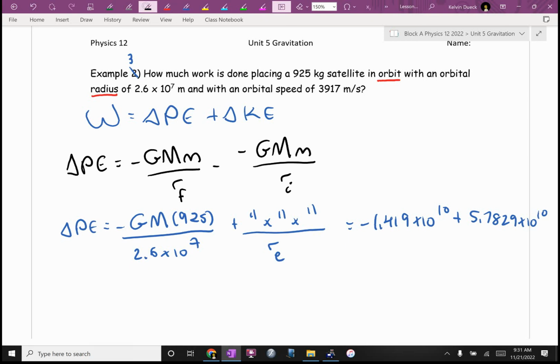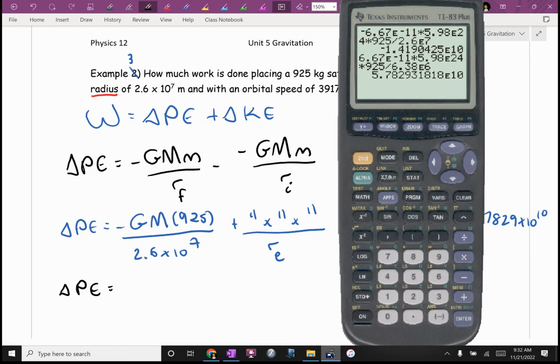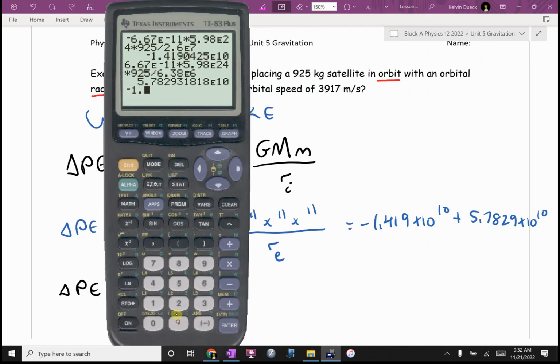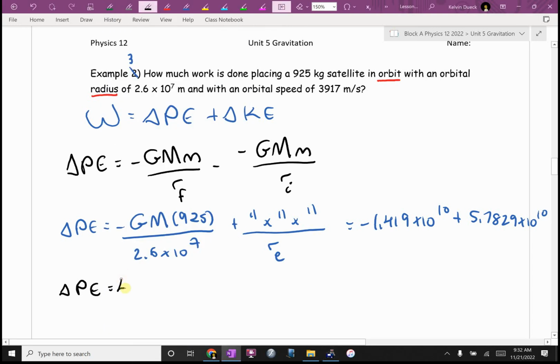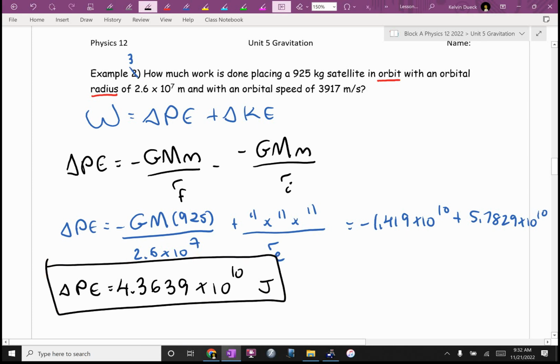Okay. Let's get an answer for the change in potential energy. It's going to be negative 1.419, scientific notation button 10, plus answer button. How much rocket fuel just to get it to the right radius? Apparently 4.3639 times 10 to the 10th joules. I often put a box around this because I know I'm going to be looking for it later.